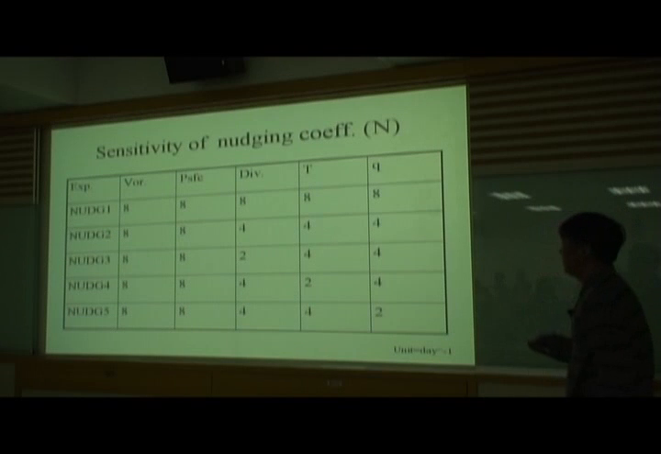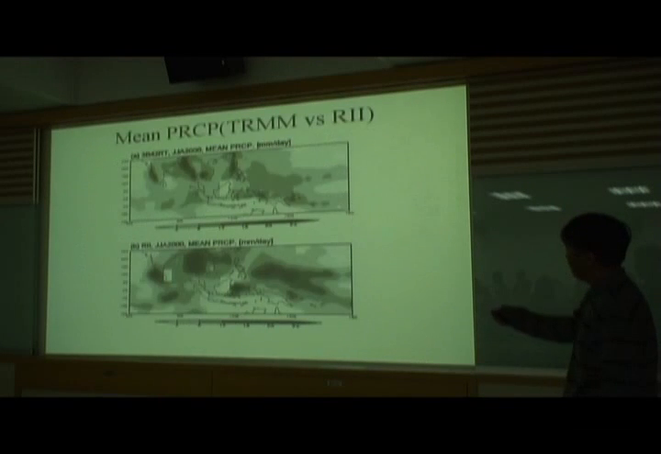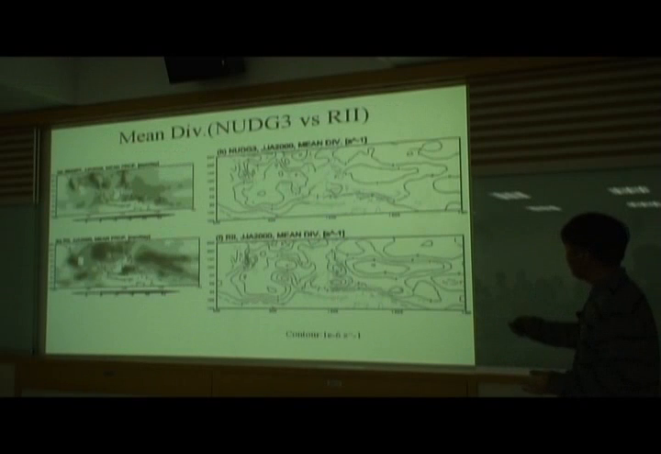Okay. As you see, when we improve the precipitation, the precipitation is tightly related with the divergence field, the upper level divergence field. So in that case, if we nudge the divergence field strongly toward R2, we don't have the benefit of this precipitation assimilation. That's why we use a weaker nudging coefficient for the divergence field.